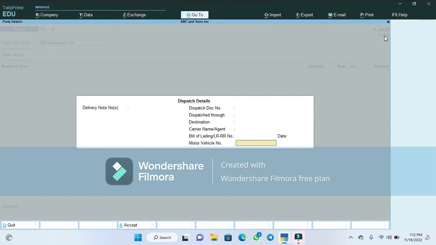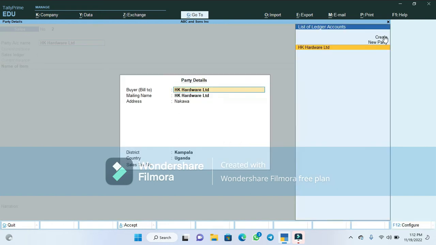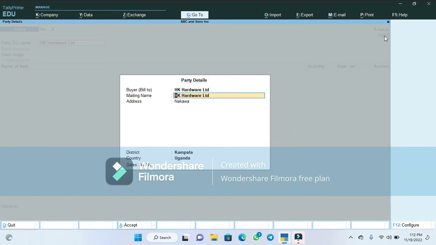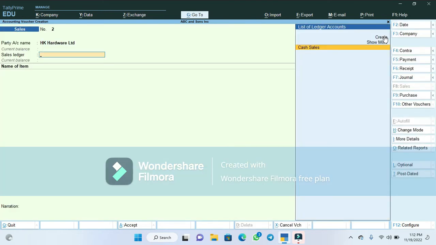Motor vehicle number. In case they have sent a motor vehicle, you can include it here. Maybe UAX 315. You enter. So we've selected our party. You can see that under the party account, we've put there the accounts receivable. Who is receiving this credit sale?